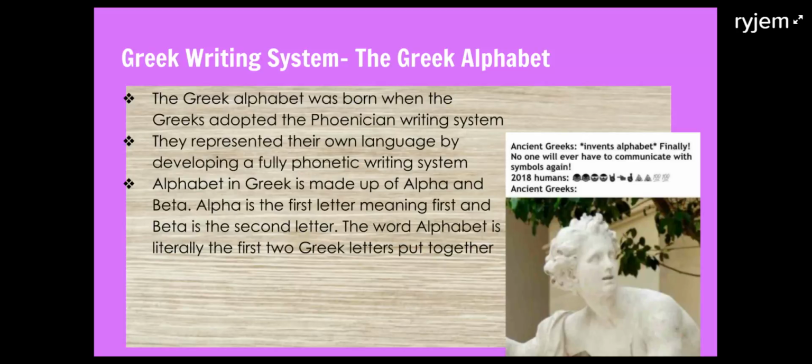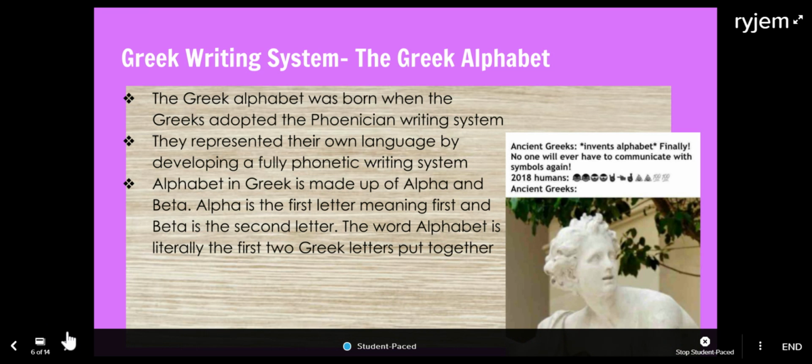All right. The word alphabet itself in Greek is made up of alpha and beta, and alpha is the first letter, meaning first, and beta is the second letter. So the word alphabet is literally the first 2 Greek letters put together. I have my little funny meme right there. The ancient Greeks invented the alphabet. Finally, no one will ever have to communicate with symbols again. And people today use emojis. And they're just rolling around in their graves, disappointed at us.